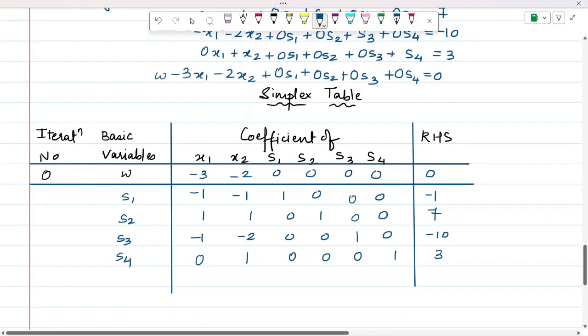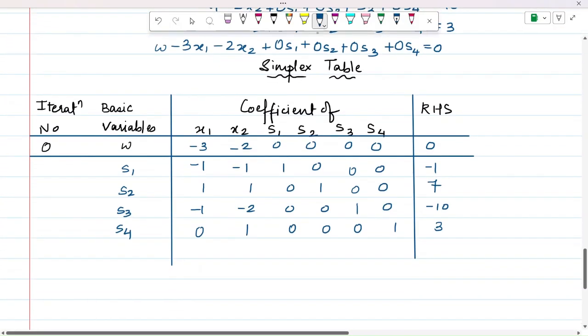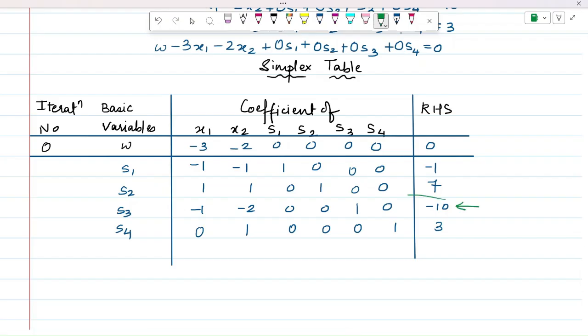So I've copied down all the coefficients. So my simplex table is ready. Let's start working on it. To work on it, step number 1, find the negative most value on the RHS. So RHS negative most is -10. I'm going to highlight it because this is my pivot row.